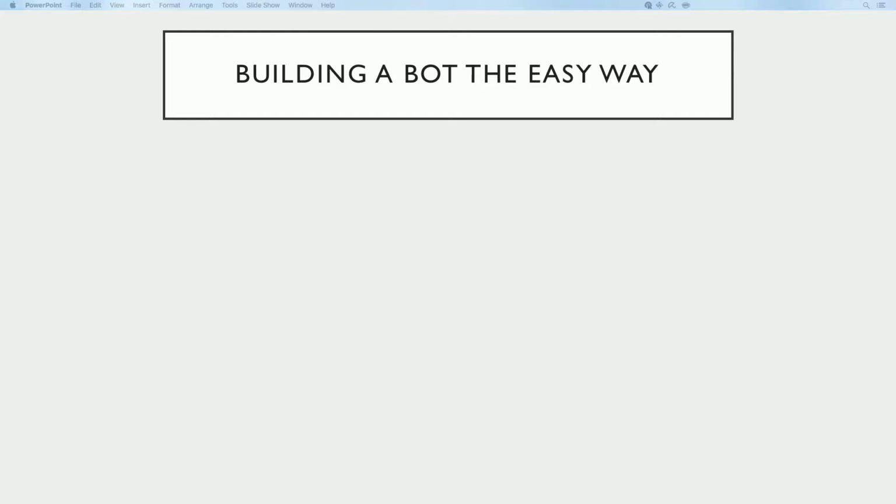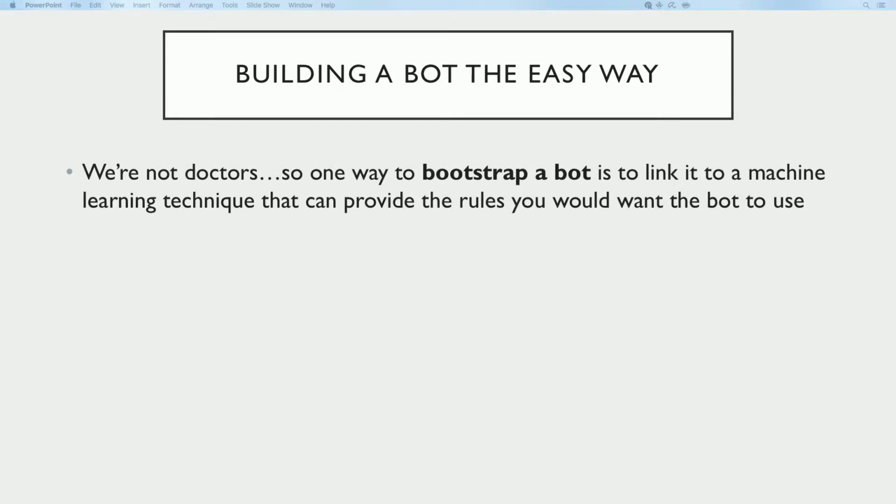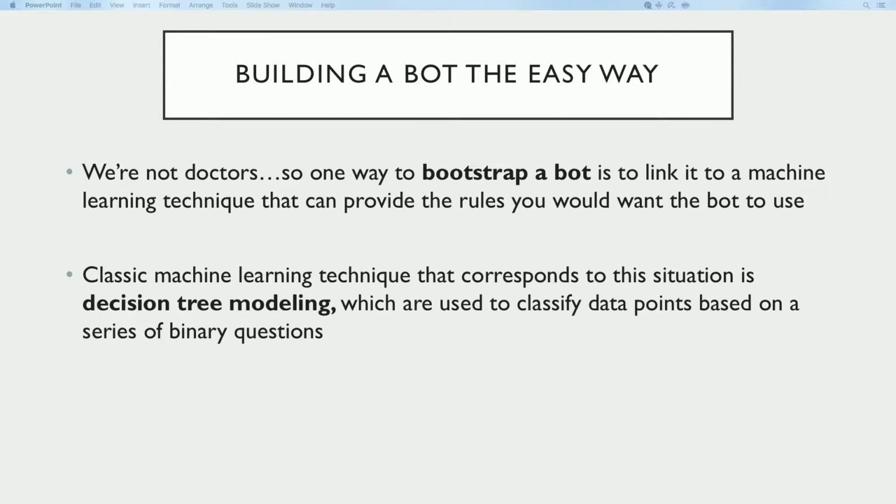We're going to build a bot the easy way. We're not doctors, so one way to bootstrap a bot is to link it to a machine learning technique that can provide the rules you want the bot to use. Classic machine learning techniques that correspond to this situation are decision trees and decision tree modeling. Decision tree modeling can be used to classify data points based on a series of binary questions. Decision trees are just like flowcharts. In fact, they're flowchart style algorithms.